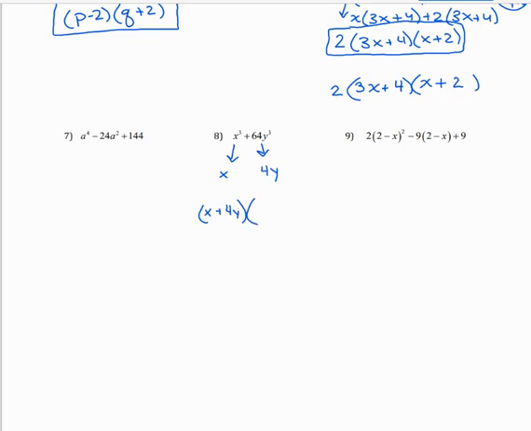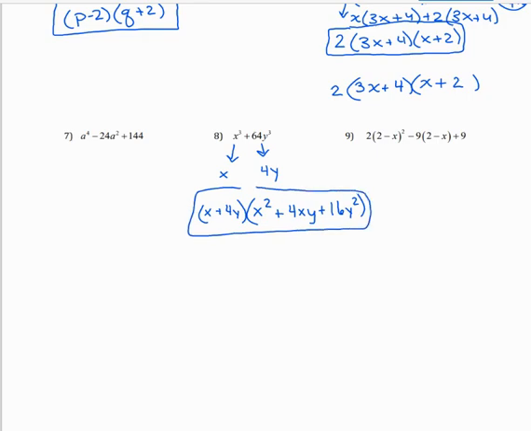Then for my second set of parentheses, we square that first one. So it was an x, so it becomes x squared. We do the product of the 2, so x times 4y is 4xy. And then we square the second one. That was 4y, so don't forget to square the whole thing, becomes 16y squared. And you're done.